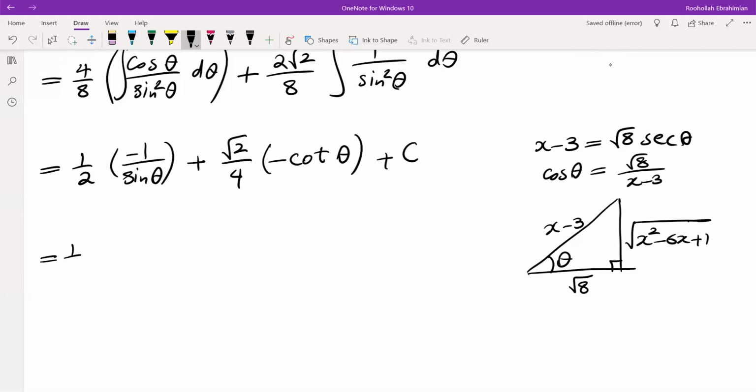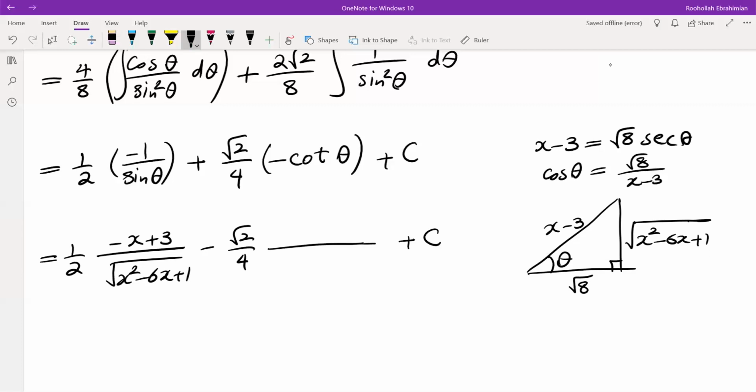I get 1/2 times minus 1 over sine. So I have to do hypotenuse over opposite. So it's minus x minus 3 over root x squared minus 6x plus 1, plus root 2 over 4 times minus cotangent. I'm going to put the negative sign in front. And cotangent is adjacent over opposite, which is root 8 over root x squared minus 6x plus 1.